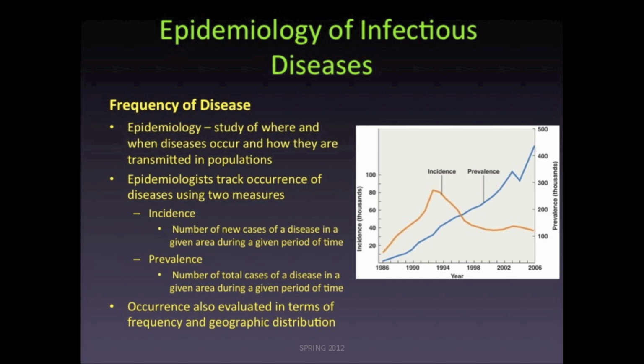The incidence is the number of new cases of disease in a given area during a given period of time, whereas the prevalence is the total number of cases of disease in a given area during a given period of time. The incidence and prevalence are followed over a long period of time and can be useful in predicting trends. Monitoring such data makes it possible to define the frequency and geographic distribution of diseases as well.